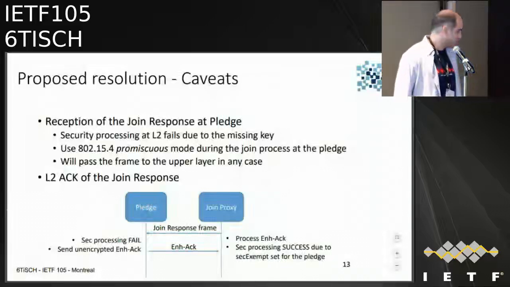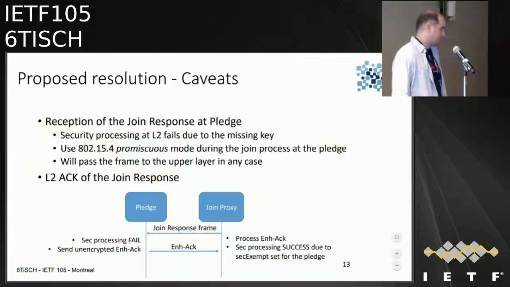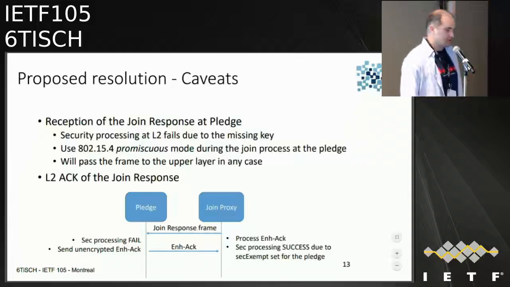So, a clarifying question: say this wouldn't work, what would happen? Probably the join proxy would retry the join response, and then it would work, right? Essentially, if this didn't work, the join proxy would retransmit, and at some point the crypto would be done at the upper layer. Yes, and it would work. Yes, exactly, that's a good point.